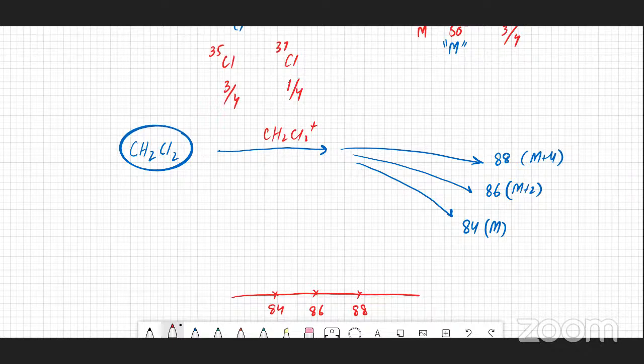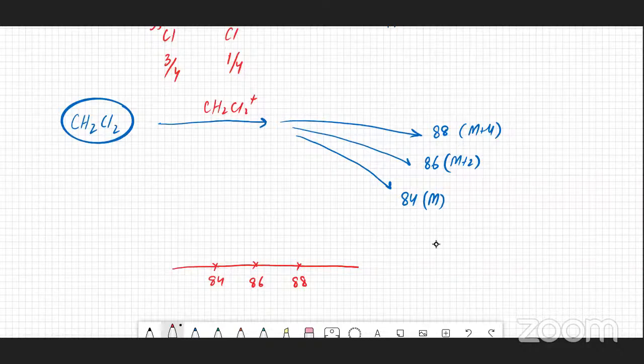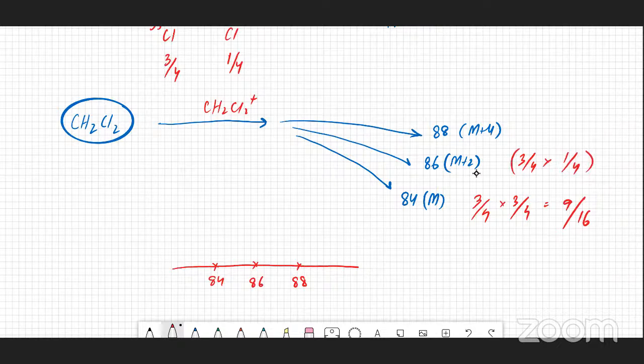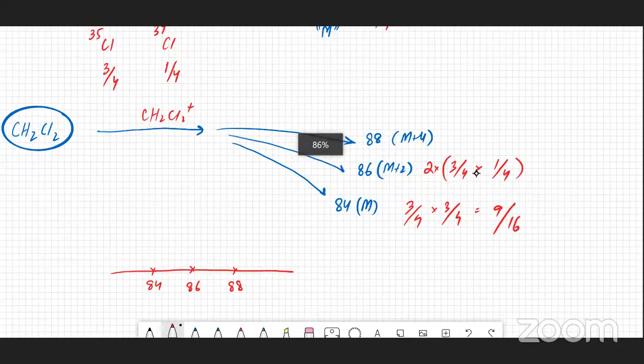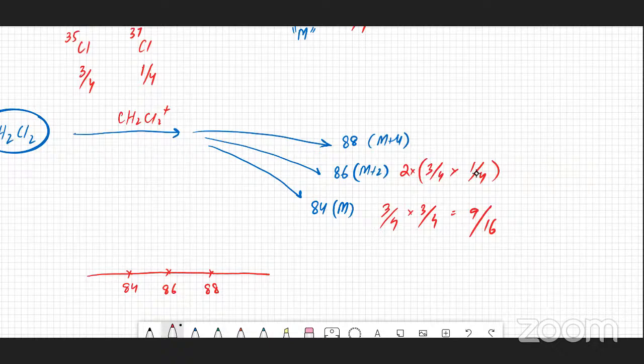And then what were their probabilities? What's the probability of both the Cls coming out to be 35? So the first one is Cl35 and the second one is Cl35. So it's going to be 3 by 4 into 3 by 4, and that would turn out to be 9 by 16. And similarly for the other ones, if one of them is 37 and one of them is 35, that would be 6 over 16. And that's 2 times because there are 2 different scenarios: either the first one is 35 and the second one is 37, or the first one is 37 and the second one is 35. So that's how those probabilities come.